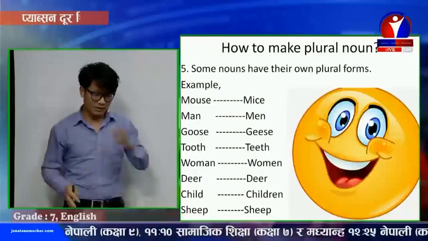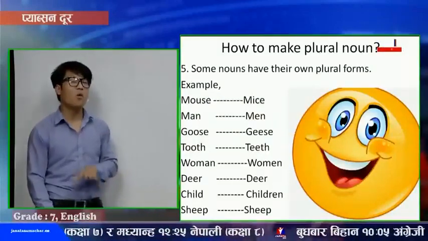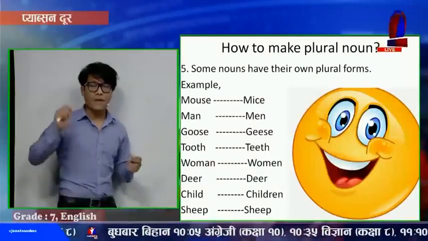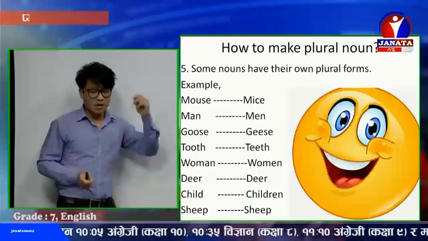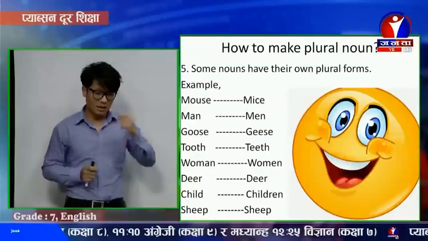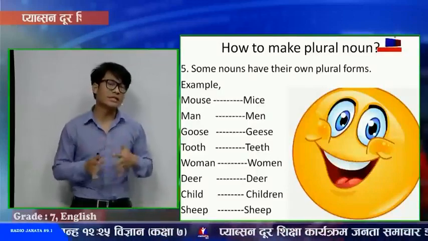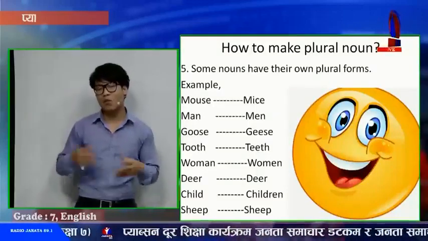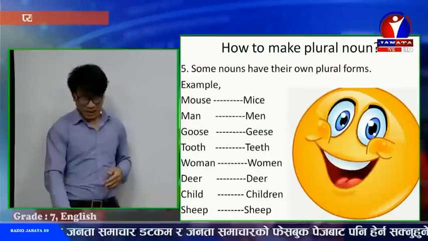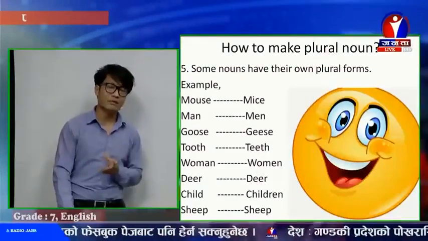Child, children, sheep, sheep. So these are examples of those nouns which have their own plural form. Let me repeat it again. Mouse, mice, man, men, goose, geese, tooth, teeth, woman, women, deer, deer, child, children, sheep, sheep. So these are the nouns. You can find more nouns like this which have their own plural form. Okay. So these are the rules for how to make a plural noun from a singular noun.